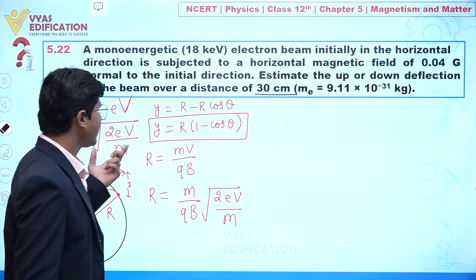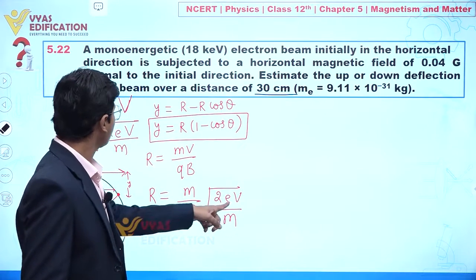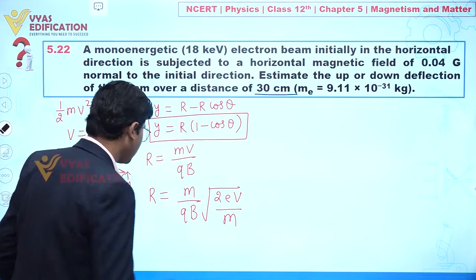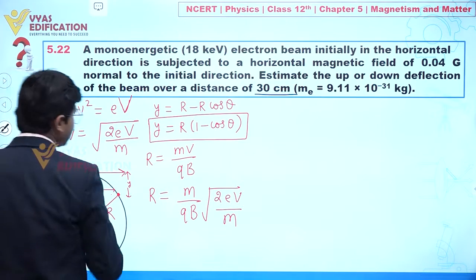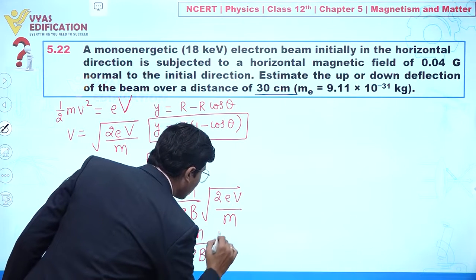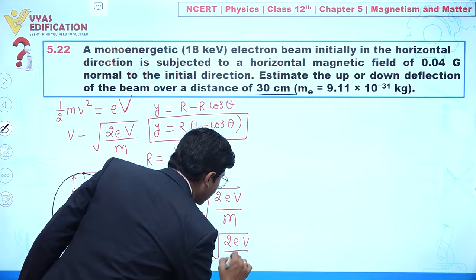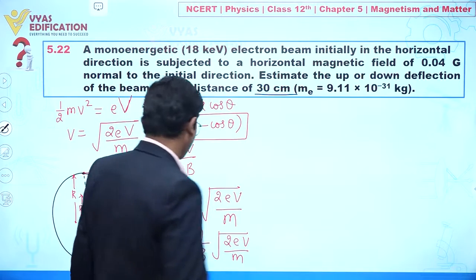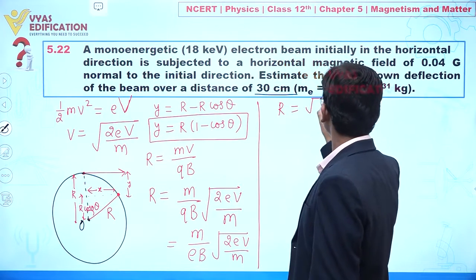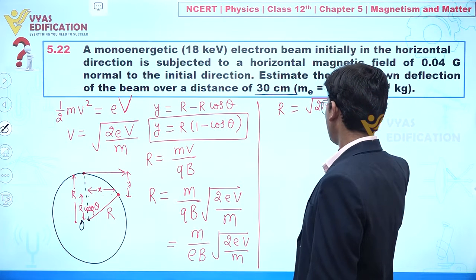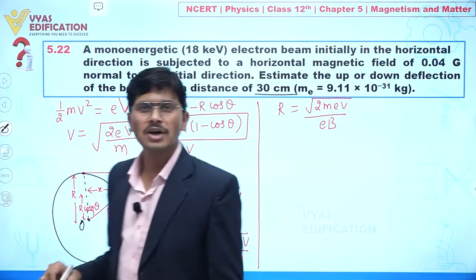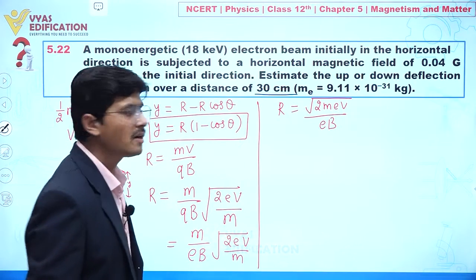Now from here we can write the value of v as under root of 2eV by m. Clear? And this is mv by qB. So the value of R is given by m divided by eB under root of 2eV by m. So from here we can write the value of R as under root of 2 m eV divided by eB. Clear? Now we can put in all the values and we can get our answer.